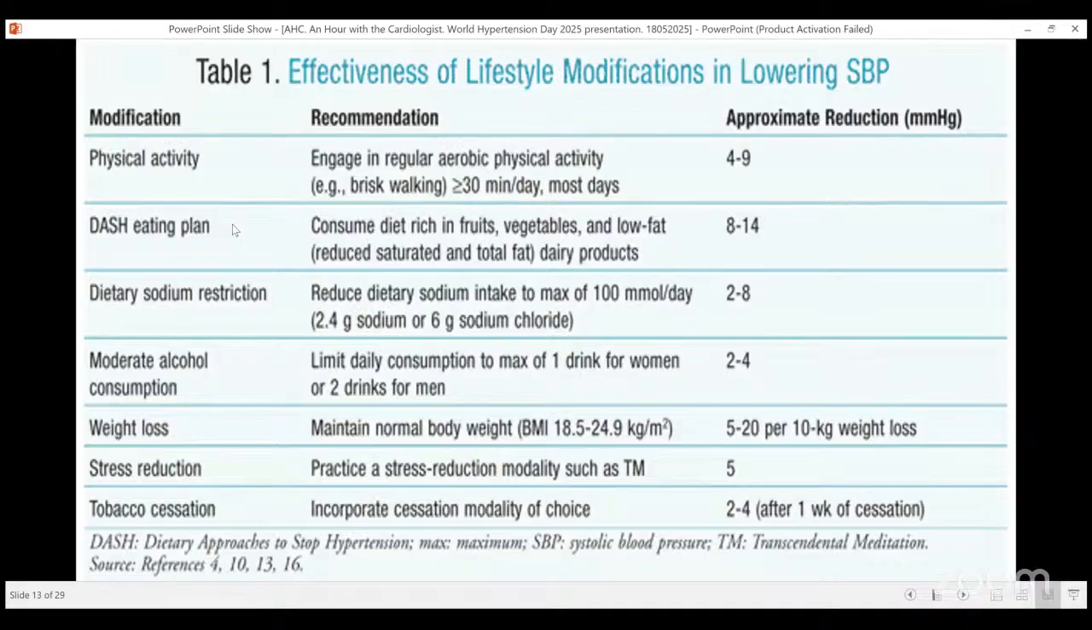Physical activity. Engage in regular aerobic physical activity, for example, brisk walking for 30 minutes and above most days. WHO says at least 5 days in a week. That will reduce your blood pressure by approximately 4 to 9 millimeter mercury. So if you're hypertensive, this will really, really help.